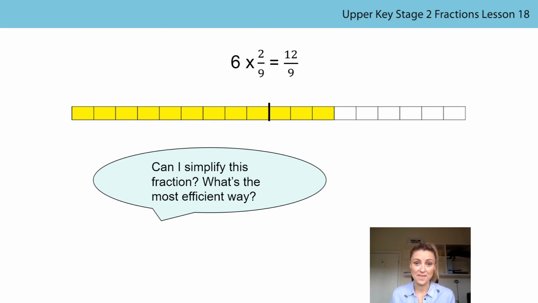So remember that this lesson is all about simplifying fractions after we have multiplied a fraction by a whole number. So we know that the product here is 12/9. Can I simplify this fraction? What's the most efficient way? Now we know from lesson 17 that you've been taught 2 methods. So I'd like you to pause the video in a moment and have a go at simplifying this, thinking carefully about which method you would prefer to use. Have a go now.